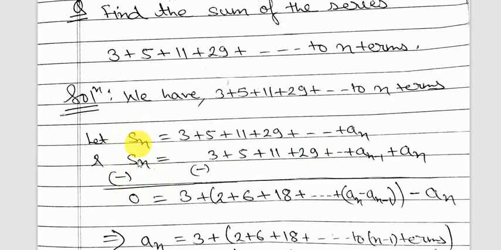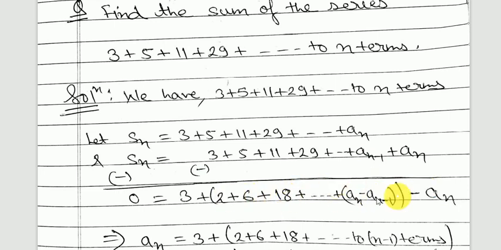So here Sn minus Sn is equal to 0. Then 3 simply we write over here. Then plus sign, and whatever we subtract we write in a bracket. So 5 minus 3 will be 2, plus 11 minus 5 will be 6, plus 29 minus 11 will be 18, plus dash an minus 1, close the bracket, then copy this minus an. Clearly, from this 3 till this an minus 1, there are n minus 1 terms. That means in this bracket you have n minus 1 terms.